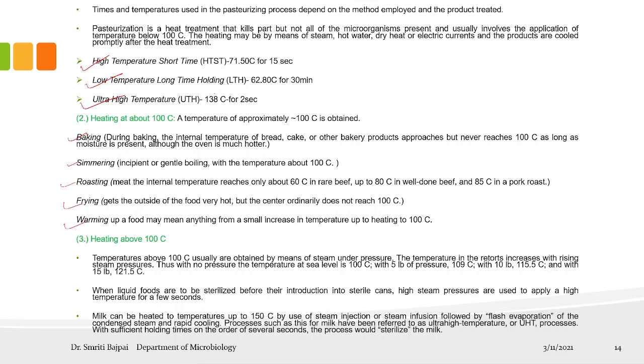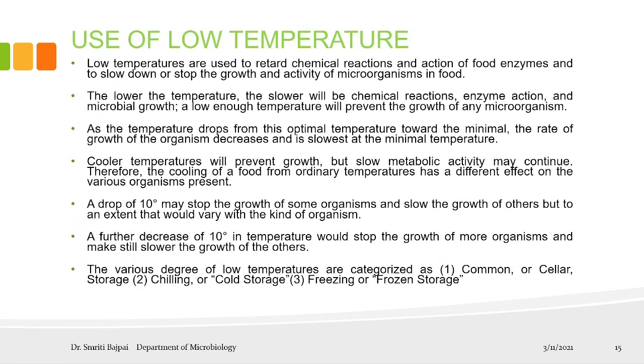All these things are done for food preservation. Now heating above 100 degree. Above 100 degree, it is generally done by steam, and that is also under pressure. So these are the different temperatures and pressures when we are doing it. So this is the high temperature used for food preservation.